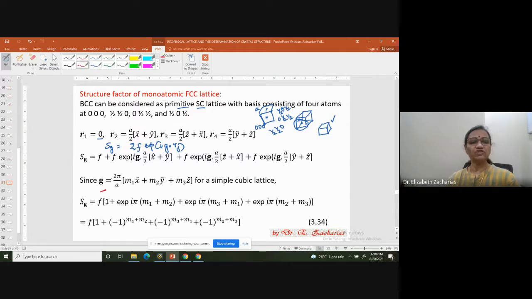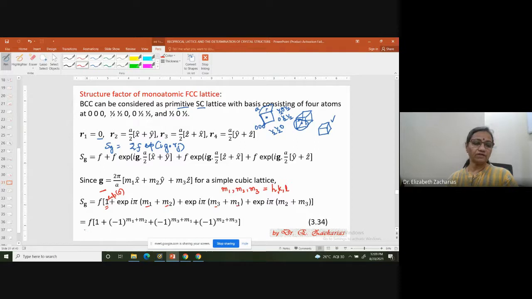For simple cubic, G is 2 pi by a. Previously also we wrote that. 2 pi by a, m1 x cap plus m2 y cap plus m3 z cap, where this m1, m2, m3 are, what are they? They are simply your h, k and l. Okay. So make a substitution, do a dot product. When you do a dot product, you are going to get only 2 terms every time. And the first one is just going to be 1 because you're going to get exponential 0, because r1 is 0. And f is common, take it out of the bracket.